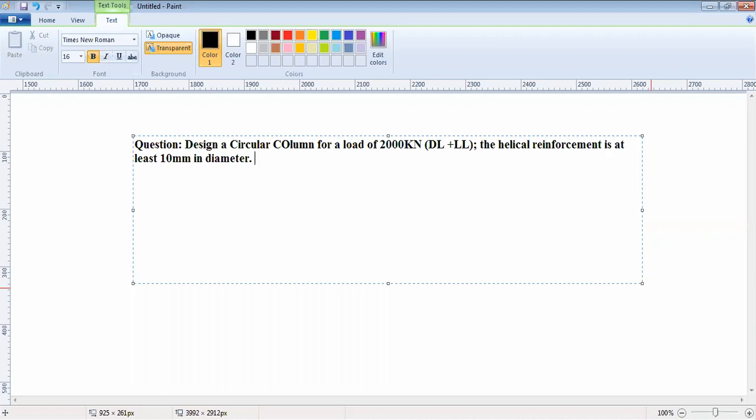Now, what is helical reinforcement? It's the transverse reinforcement. What you were giving as ties in a rectangular column, here you call it helical reinforcement or a spiral. You are providing it as a loop or as a spiral. Now, this will have a pitch. What you need to do is design this column.